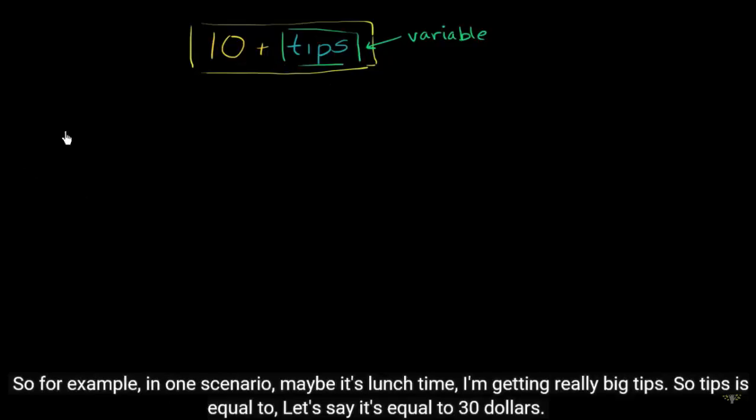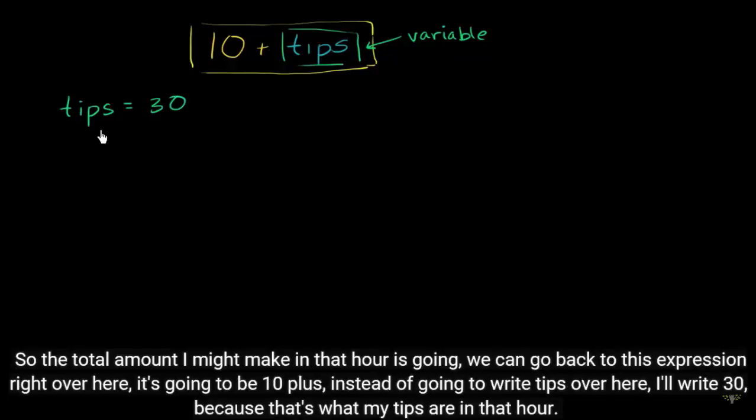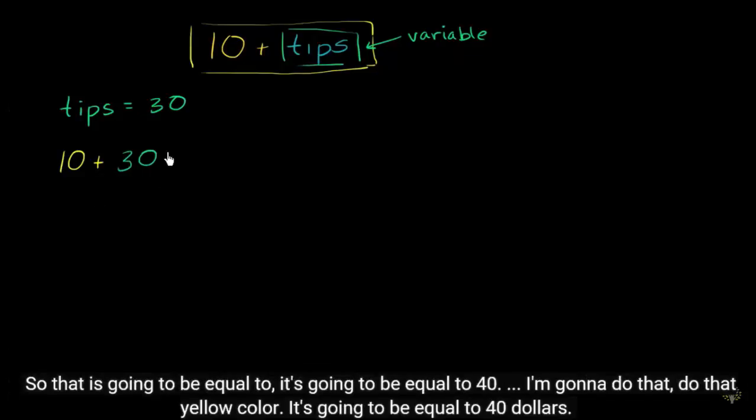So for example, in one scenario, maybe it's lunchtime, I'm getting really big tips. So tips is equal to, let's say, $30. And so the total amount I might make in that hour, we can go back to this expression right over here. It's going to be 10 plus, instead of writing tips here, I'll write 30, because that's what my tips are in that hour. And so that is going to be equal to $40.